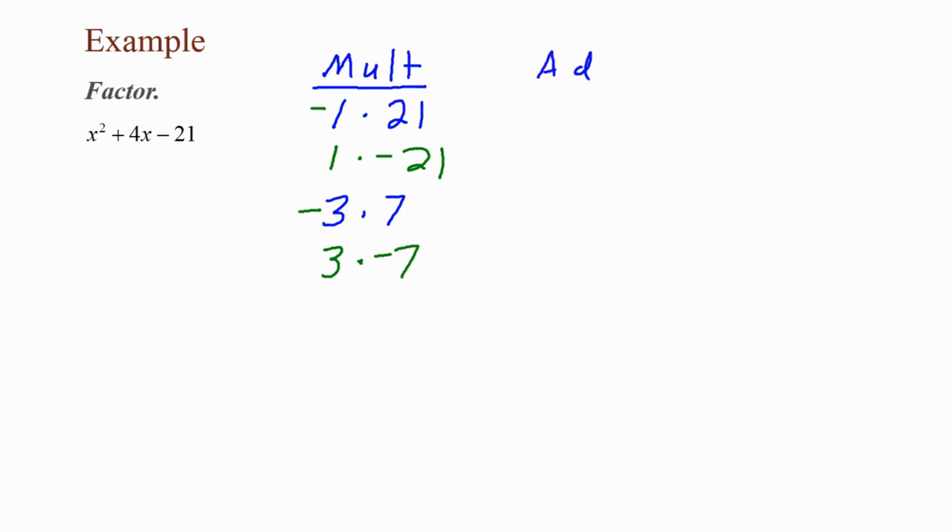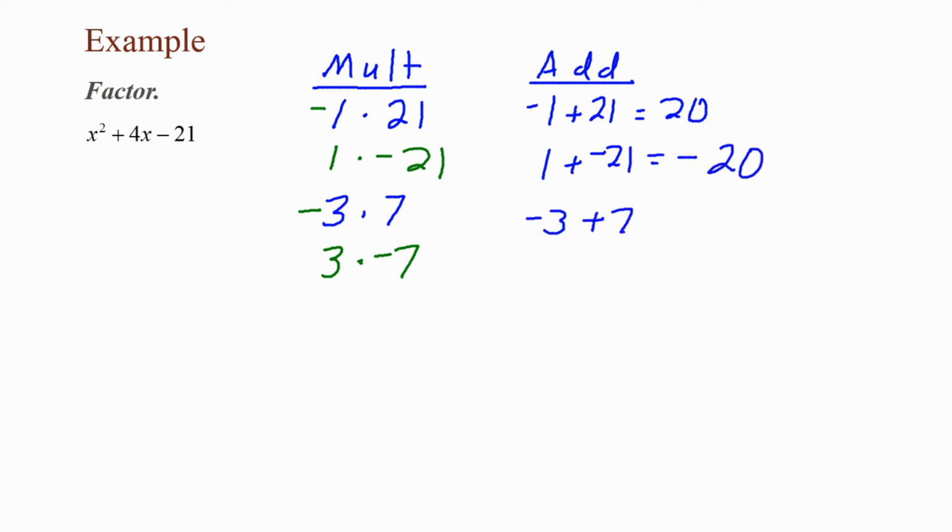When I add, negative 1 plus 21 is 20. 1 plus a negative 21 is a negative 20. Negative 3 plus 7 is 4. 3 plus negative 7 is a negative 4. For our middle term, we need a positive 4. So we want to use negative 3 times 7.